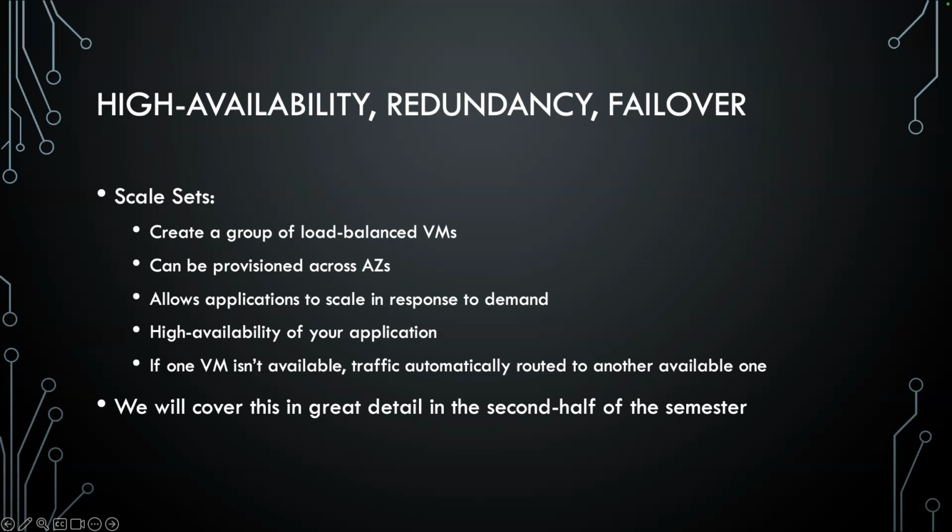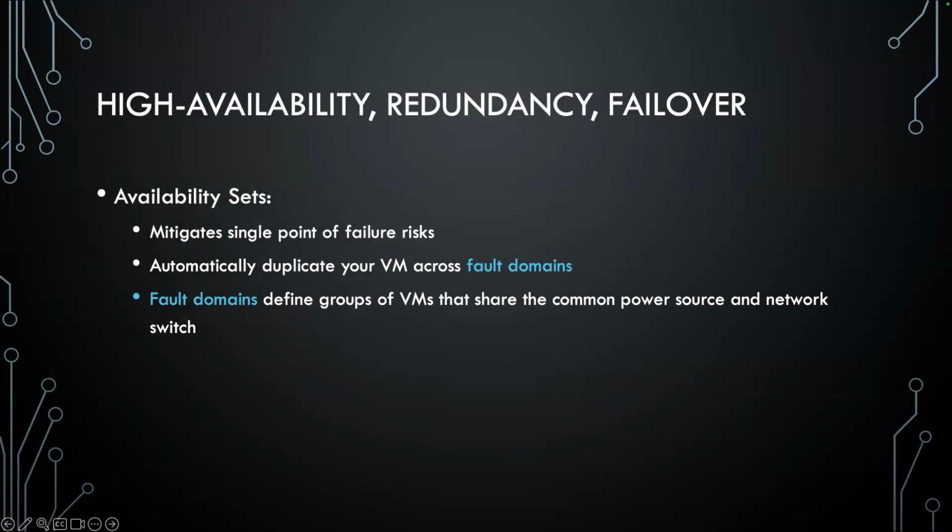We'll get into that even more with microservices, but we think about this all the time. We obsess about high availability. So if one VM isn't available, traffic is going to be automatically routed to the next one that's available. These are going to, again, mitigate single points of failure.